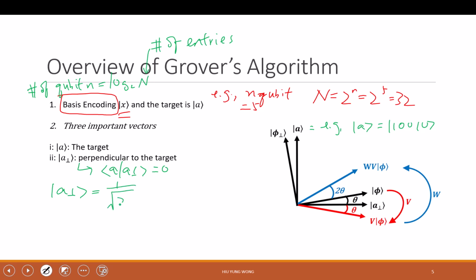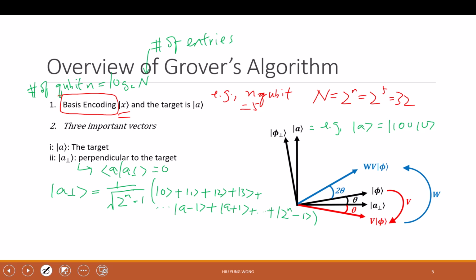1 over the square root of 2 to the power n minus 1, times the sum of 0 plus 1 plus 2 plus 3 plus all the way up to A minus 1, plus A plus 1, plus all the way to 2 to the power n minus 1. Do you understand what I mean?